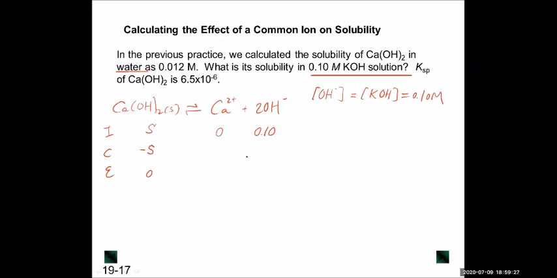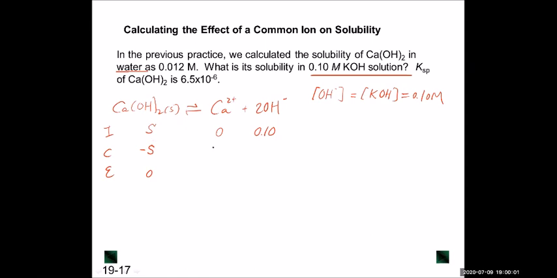And then to calculate the ICE table, basically, we're going to use the ICE table and combine it with the KSP given to solve for S, just like we did before, but with a slight difference, because for the hydroxide, one of the 2 product ions, the initial amount is not 0. Okay, it's not 0. So we have the calcium hydroxide dissolved. This part should dissolve and make it 0 in the end.